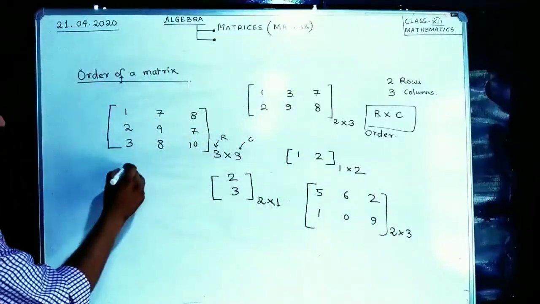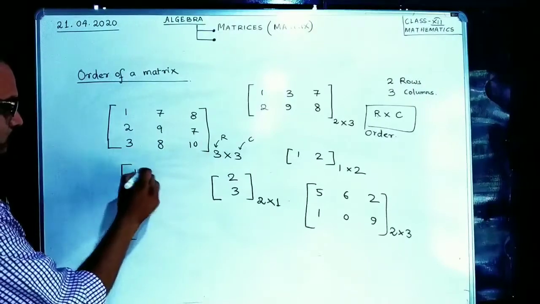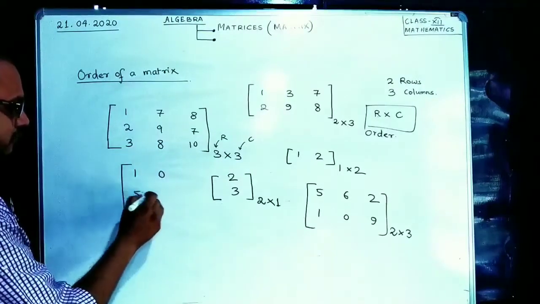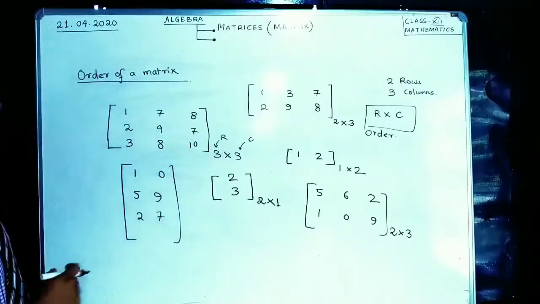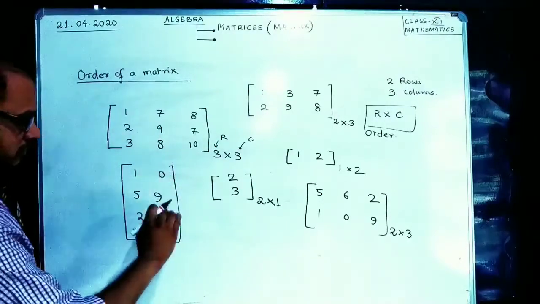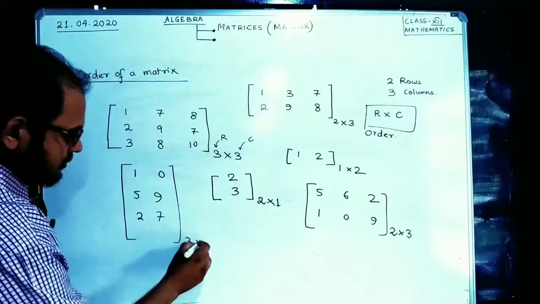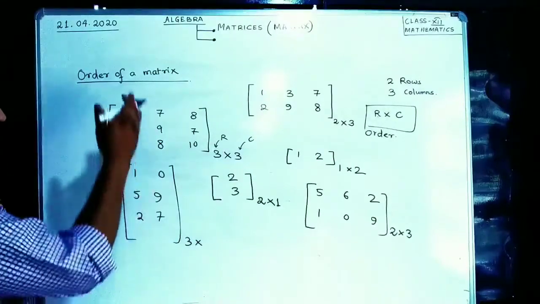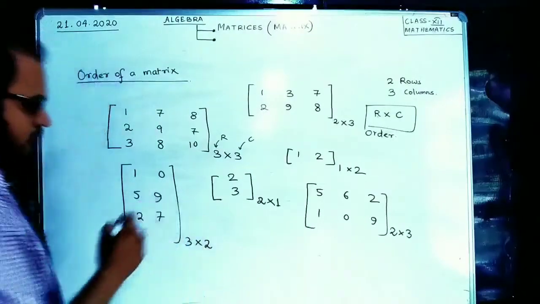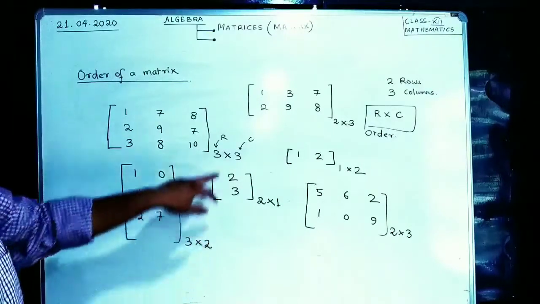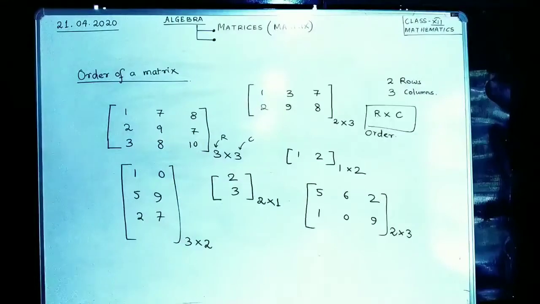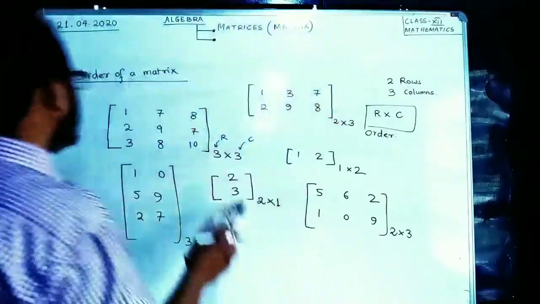Another example, 1 0 5 9 2 7. How many rows? First row, second row, third row, 3. How many columns? First column, second column, 3 by 2. So these numbers here represent the order of a matrix. Let's move on to the next topic.